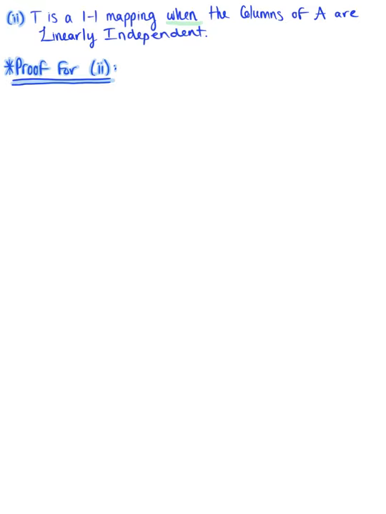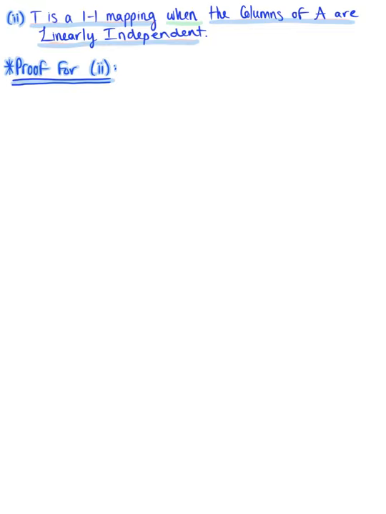So in theory, we need to show both directions. We need to show that if T is a one-to-one mapping, then the columns of matrix A are linearly independent. And we also need to show that if the columns of matrix A are linearly independent, then T is a one-to-one mapping. So just like with property number one, to save us a little time, we are going to look at the proof technique where we verify both directions simultaneously using logically equivalent statements.